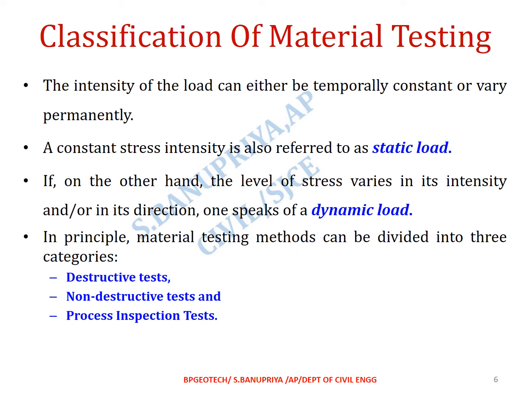If, on the other hand, the level of stress varies in its intensity or direction, it is known as dynamic load. So these are the two kinds of load we can apply to the material in order to find out the properties by doing the testings. What are the different types of testing available? There are three types of testing available. One is destructive, second is non-destructive, third is process inspection.